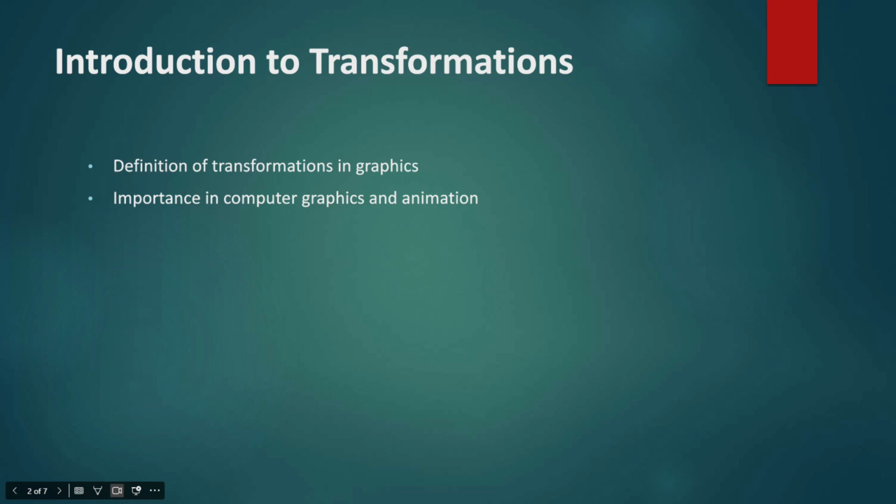Transformations are fundamental in computer graphics and animation for several reasons. Manipulation of objects: transformations allow designers to move, rotate, scale, and deform objects to achieve desired visual effects. Animation: by applying transformations over time, animation can be created. For example, a series of translation transformations can simulate the movement of an object, while rotation transformations can create spinning or tumbling effects. Scene composition.